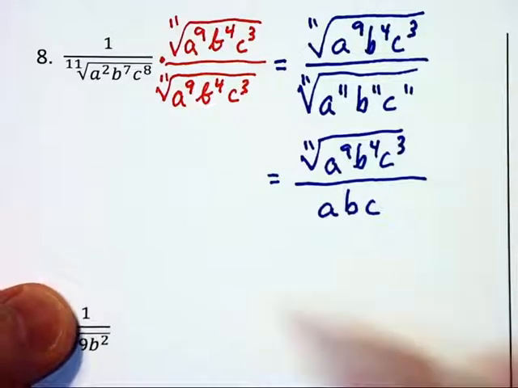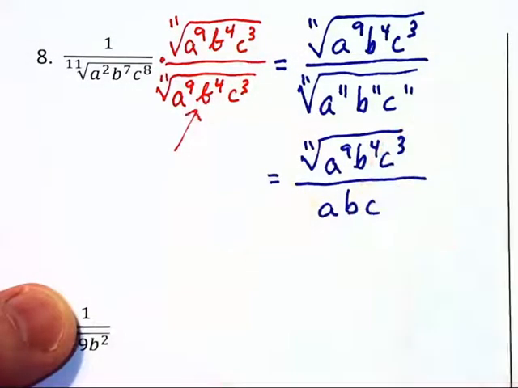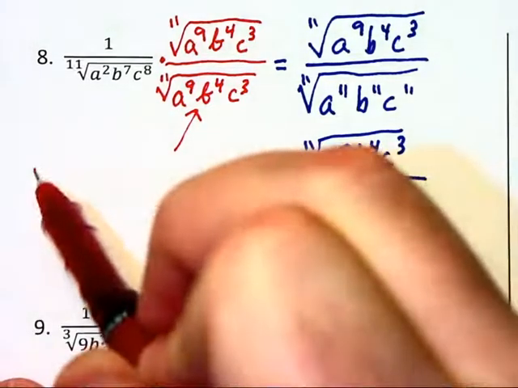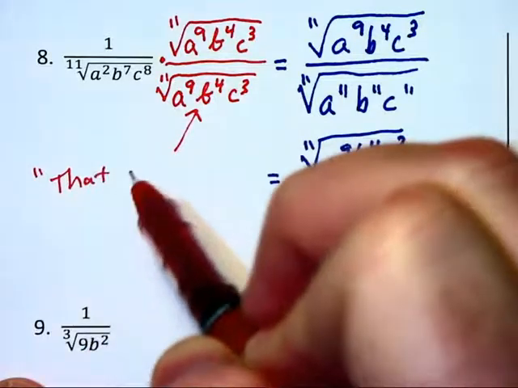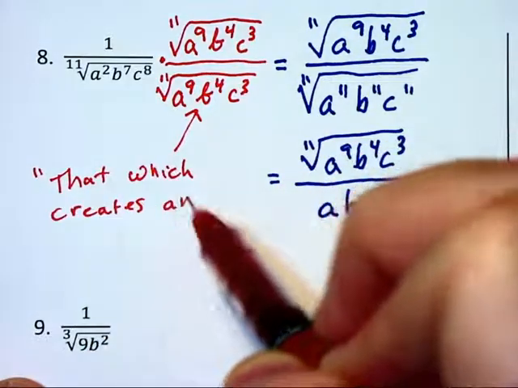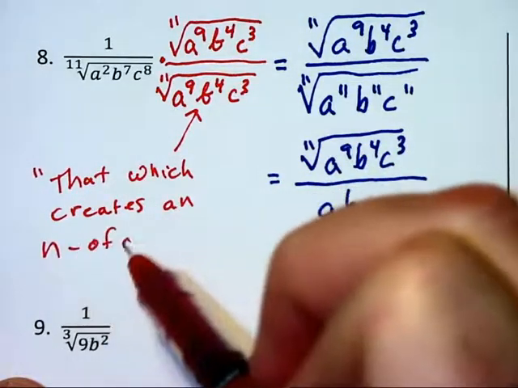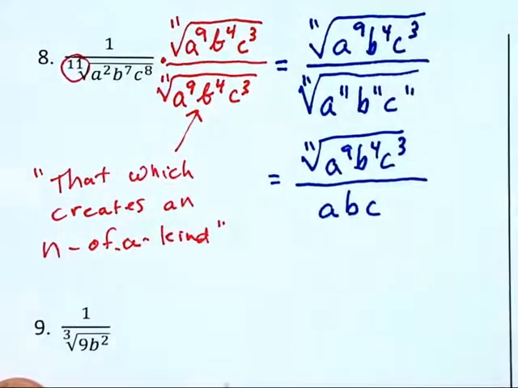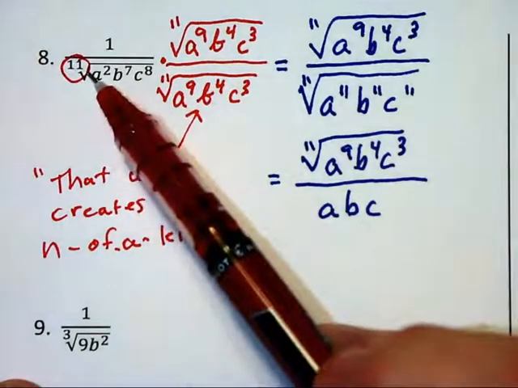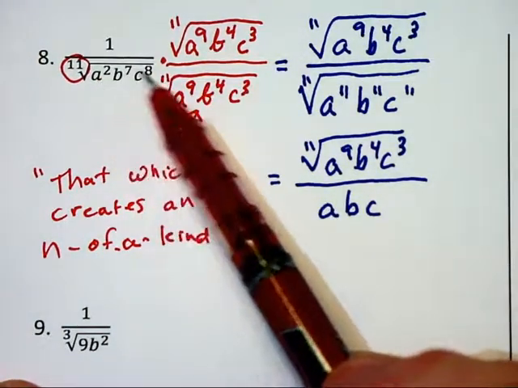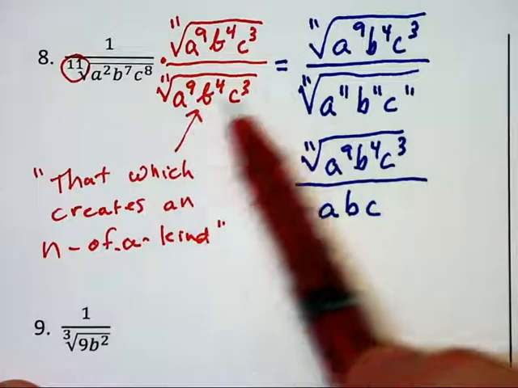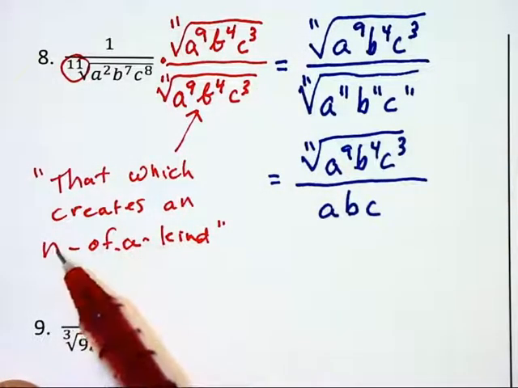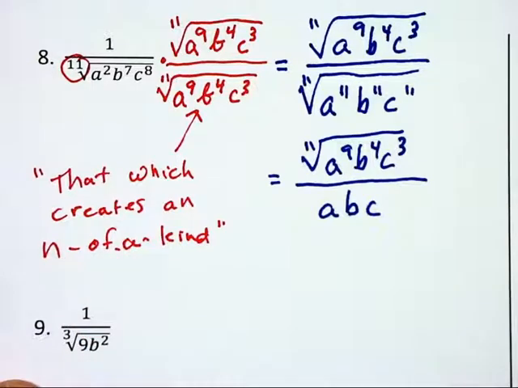So what have we done here? We have found something creative to multiply by, and I like to say that we multiply by that which creates an n of a kind. Now in this problem we were creating an 11th of a kind because we had an 11th root, and so I was looking at what I could add to these internal exponents to bring them up to this 11 level. So you're creating an n of a kind where n is the index in the problem.